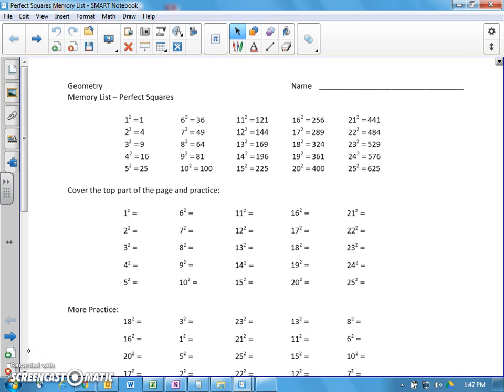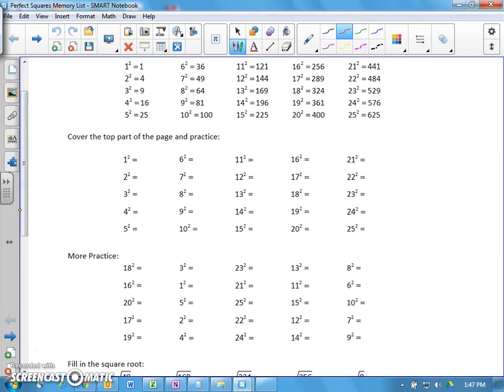We expect you to be able to recognize the numbers up through 25 squared as perfect squares. To help you with this, we're going to give you a memory quiz on February 4th or 5th, depending on when you have class. So this page is given to you to practice. After you've studied, cover the top part of the page and do this next set right here. Then look at the top, check it, see which ones you're getting and which ones you're not. Then wait a day or two and come back and do the second set.